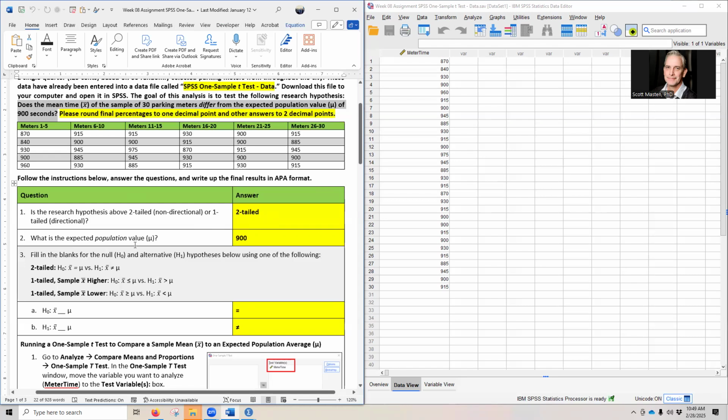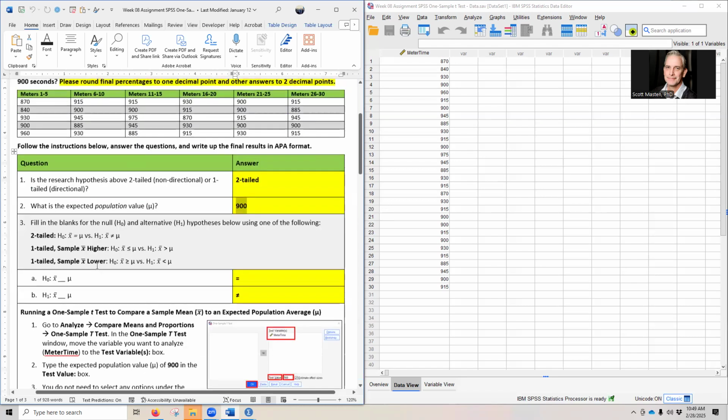So what is the expected population value of mu? It's 900 seconds specifically, because 15 minutes times 60 seconds is 900.